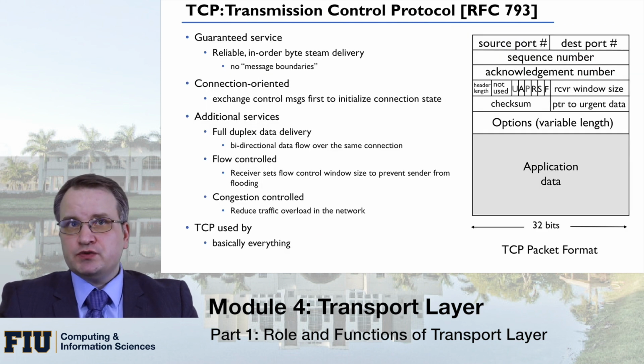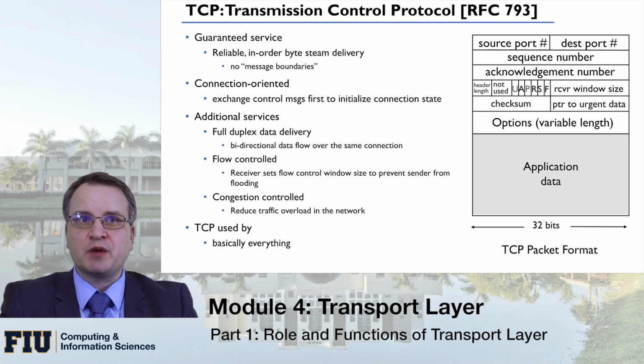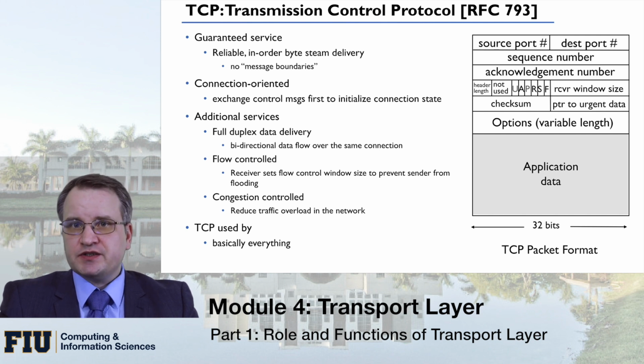Okay, moving forward to TCP. So TCP, as I said, provides the guaranteed service. So it provides this flow control property. It provides you a connection. So you have some form of negotiation to actually create this connection. It provides the congestion control, kind of to ensure that you don't send too much data. And it's also giving you the full duplex data delivery.